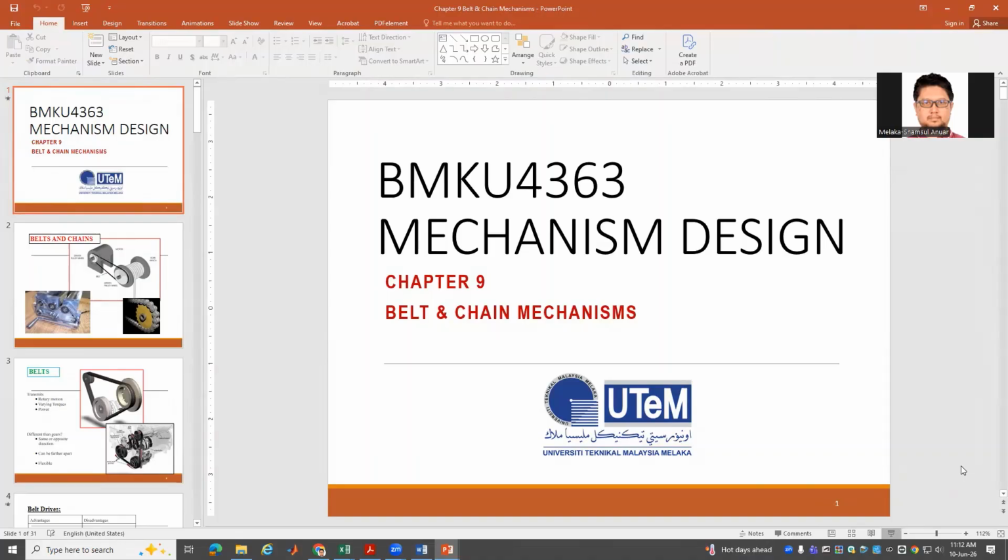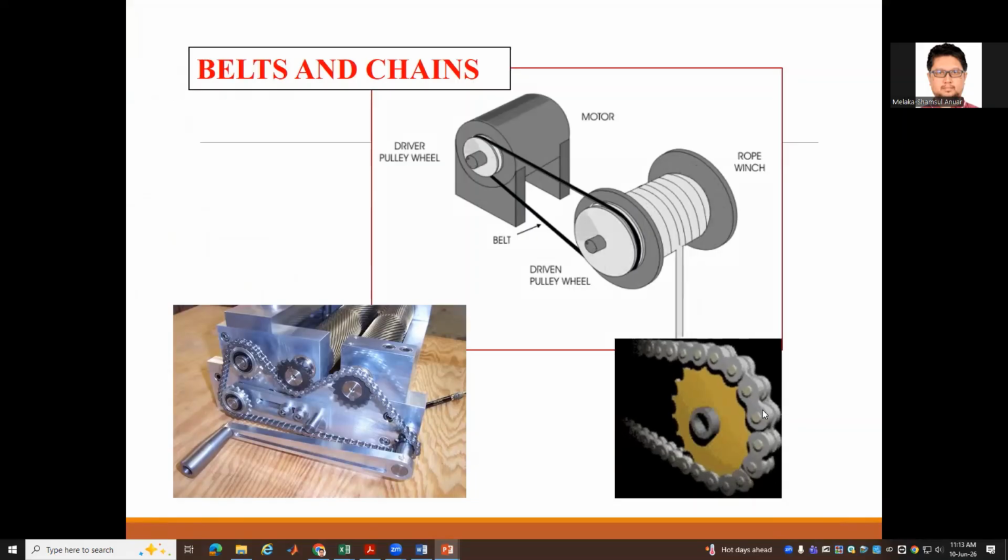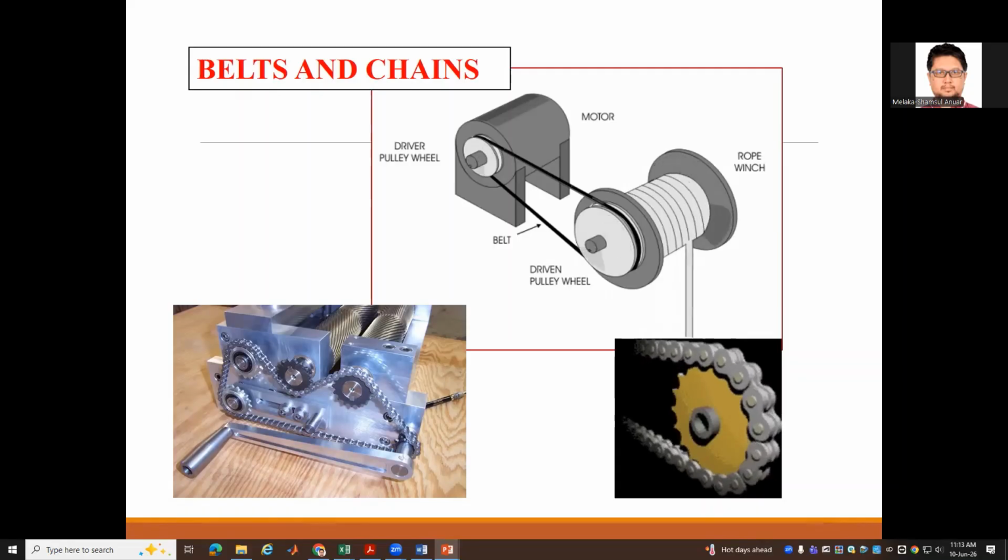Okay, let's backtrack a little bit because I remember Monday I said we don't want to focus too much on the health part because you have already learned that. But pretty much belt and chains are what we call flexible mechanisms for power transmission. So they are all around us in our daily household products. And if we look into it, you can see a lot of them in action.